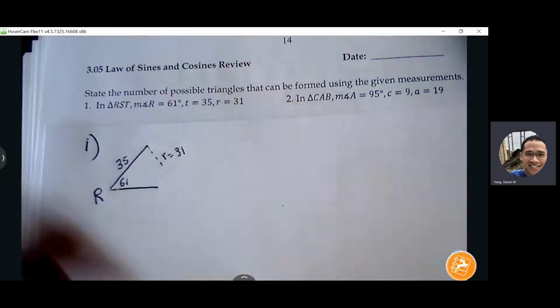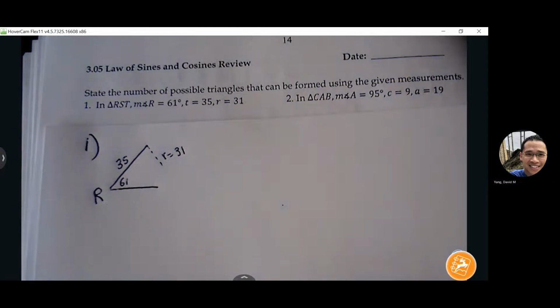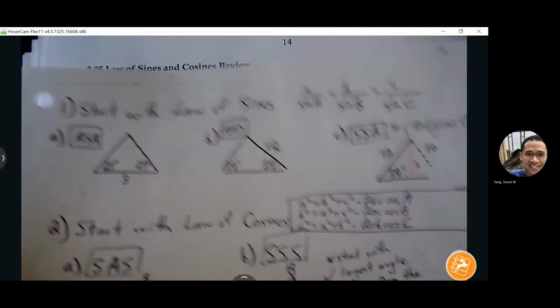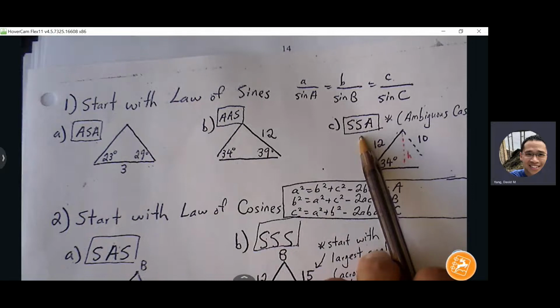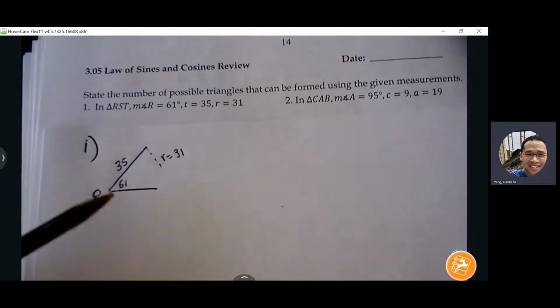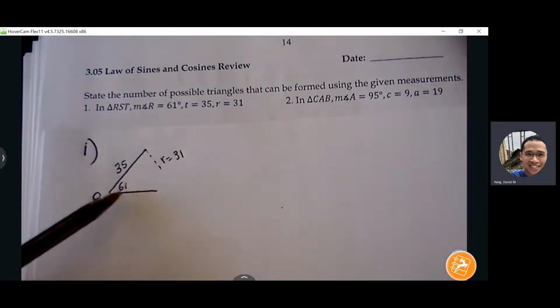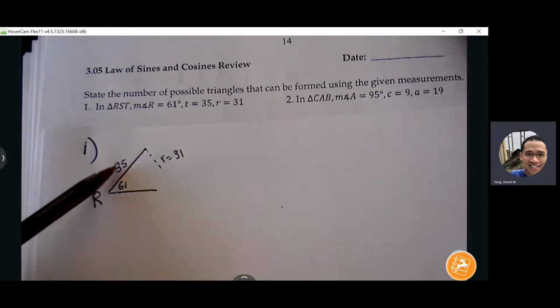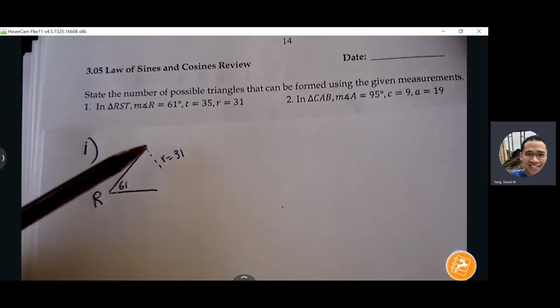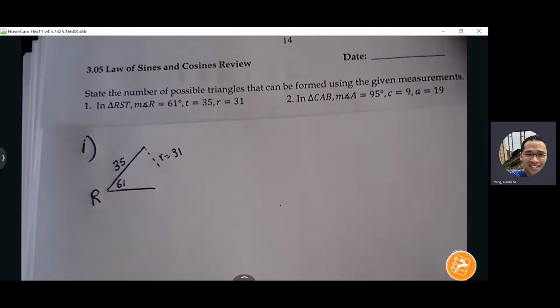Okay, so which category am I dealing with here? Which of these triangles am I dealing with? Side, side, angle, right? I know this is not side angle side because if it were, then I should have an angle sitting between the two sides, and I don't have that.